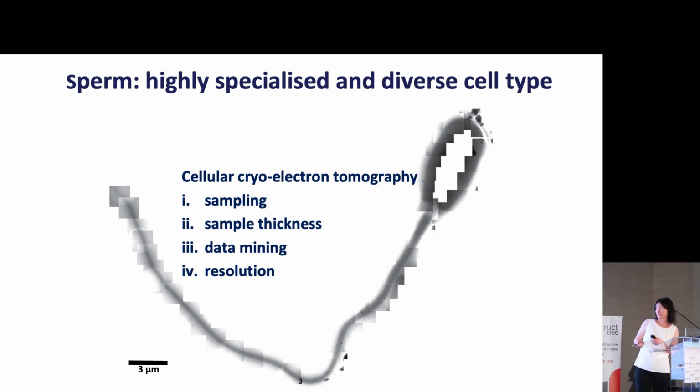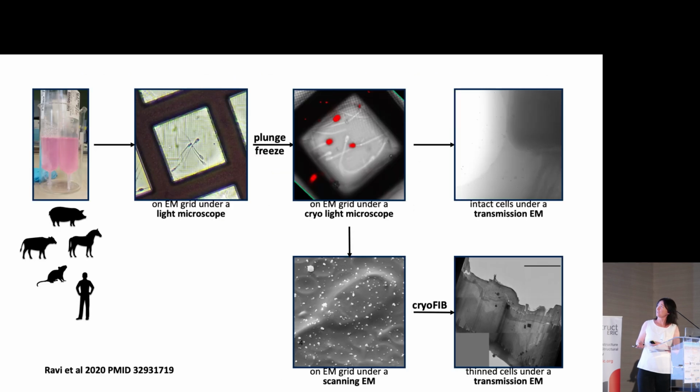Okay. So with these challenges in mind, this is where we started our journey of looking at sperm. This is an overview of the workflow that we are using to study mammalian sperm. What you see here is how the sample can look. This is an example from boar sperm. We just put it on an EM grid. This is an image that was taken in a light microscope. So for a light microscope, sperm are actually relatively small cells. And then we just plunge freeze, so it's a simple freezing.